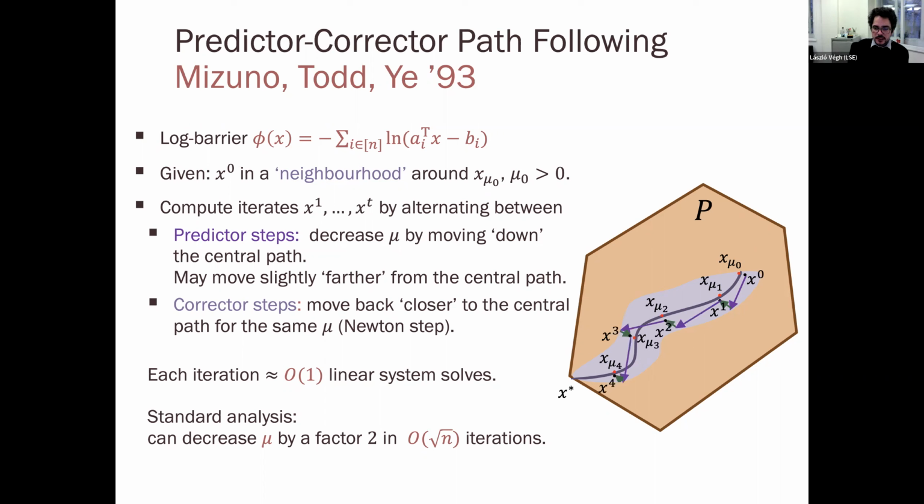In every iteration, we need to solve linear systems of equations, and the progress is measured by decreasing this parameter mu by a factor of 2 in every square root n iterations. And actually, this parameter mu in this case will turn out to be a very good proxy for the optimality gap. So you can think of this algorithm also as having a natural primal-dual interpretation. We get primal and dual feasible solutions where in every square root n iterations, the optimality gap halves. So we really zoom in on these pairs of primal and dual solutions.